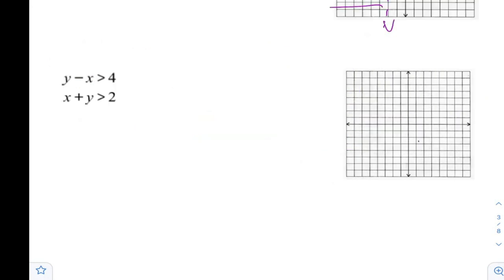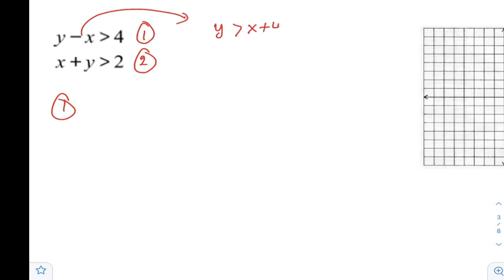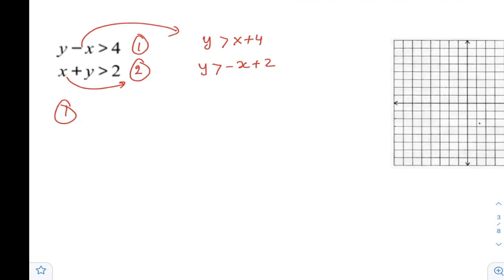Now, here the inequalities are not ready to graph. However, they are easy. You can graph using the x-intercept, y-intercept method if you like. We have inequality number 1. Either you can convert this to that side, and many students prefer that. And you can convert this, so it is y more than -x plus 2. And then you can proceed as we have done before, or you can use any other method to graph. So if you prefer this way, let's go for that.